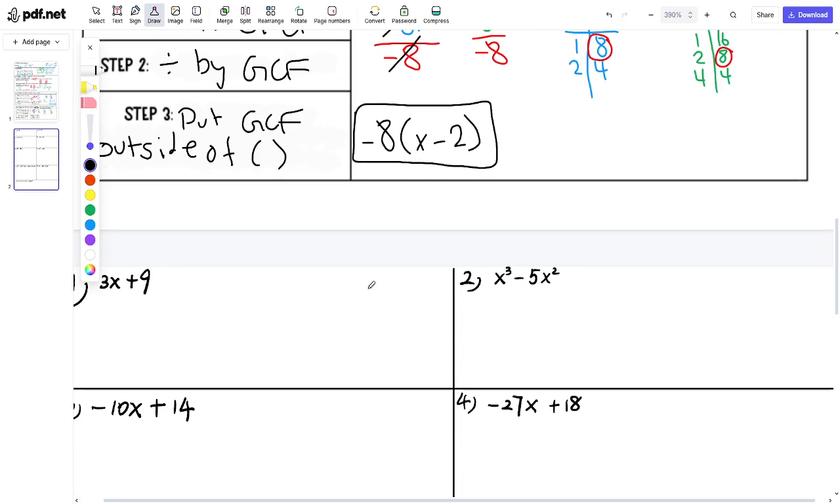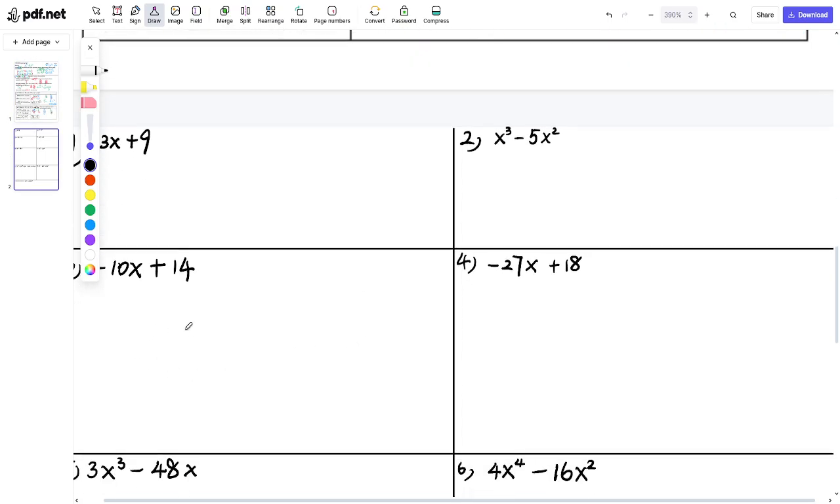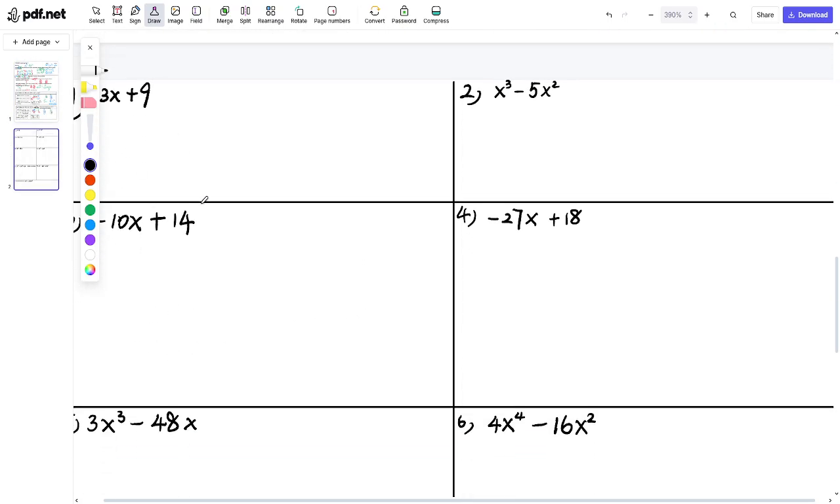All right. So before we head on to group work, I hope you guys are getting this right.